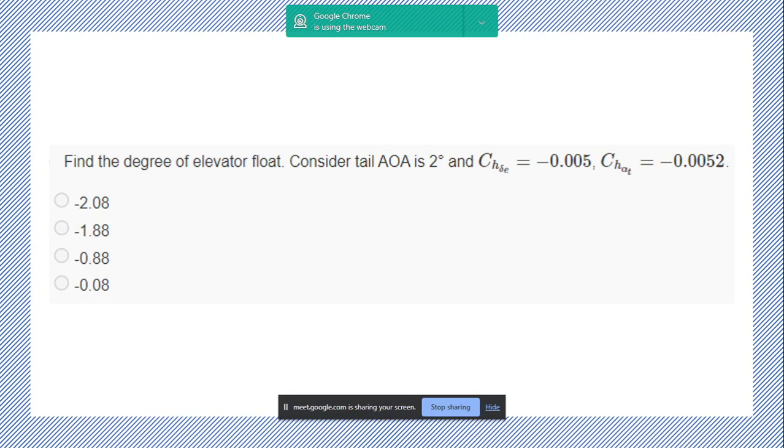Find the degree of elevator float. Consider tail angle of attack is 2. CH delta E is minus 0.005. CH alpha T is minus 0.0052. What is elevator float and what is the CH? What is CH?